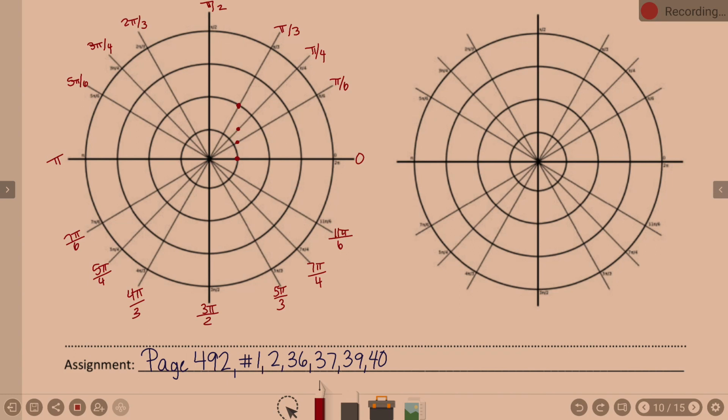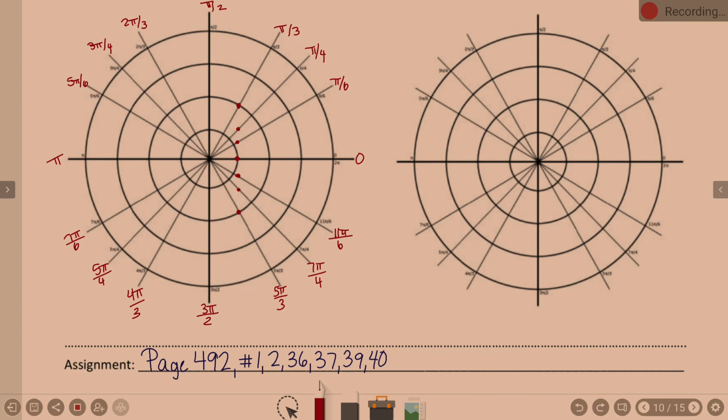Okay? 2 pi over 3, -2. So what am I doing here? 2 pi over 3, shoot it back through, -2. 3 pi over 4, shoot it back through, -1.414. And 5 pi over 6, shoot it back through, -1.155. Okay, where are we at? Pi, -1 makes sense, right? It overlaps, it's already there.